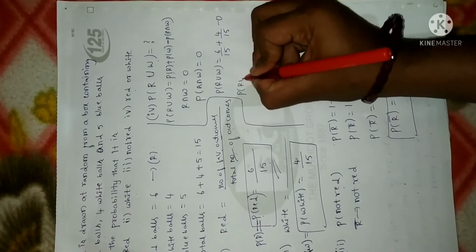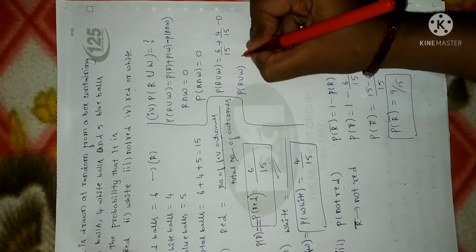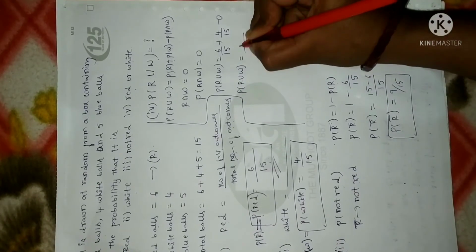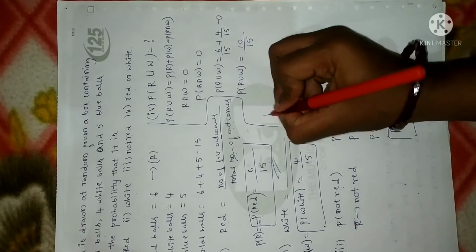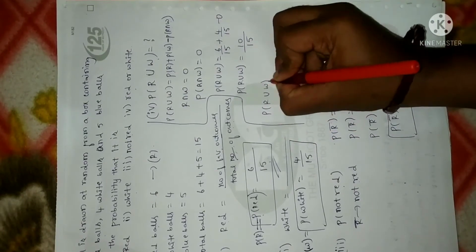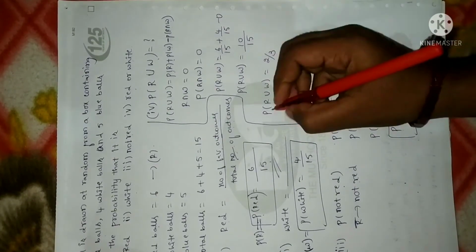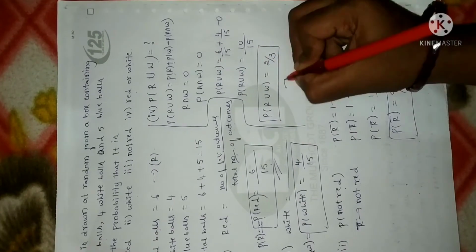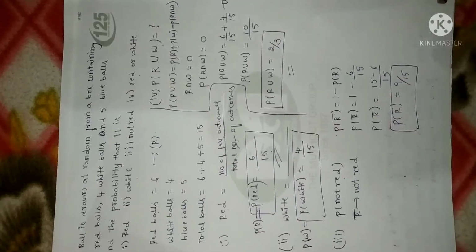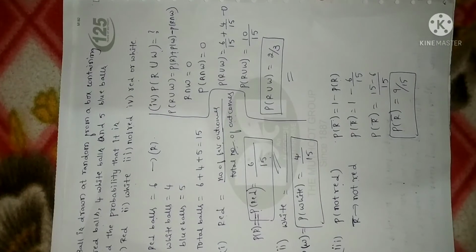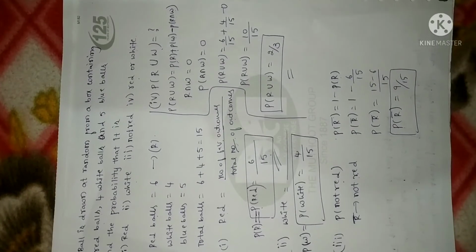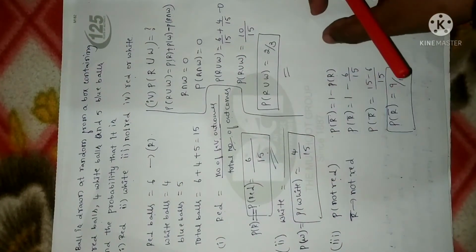Now let me simplify this. Probability of R union W, the red or white ball, will be equal to, with 15 as the LCM, 6 plus 4, it is 10. Therefore probability of red or white ball will be equal to 2 by 3. That's all. Clear? Since it is only with reference to a single event, it is a problem based on only probability but not conditional probability.